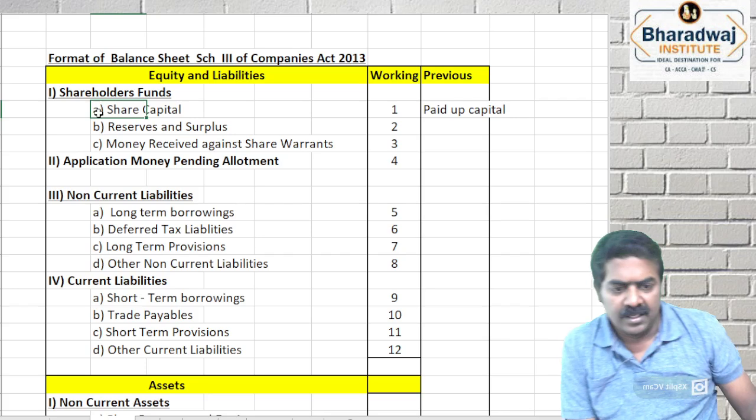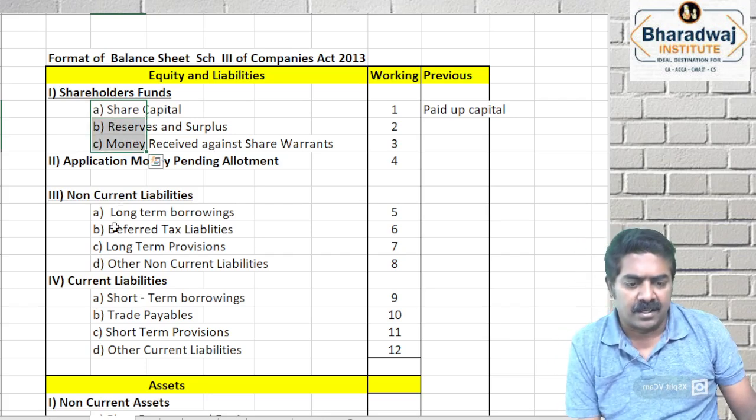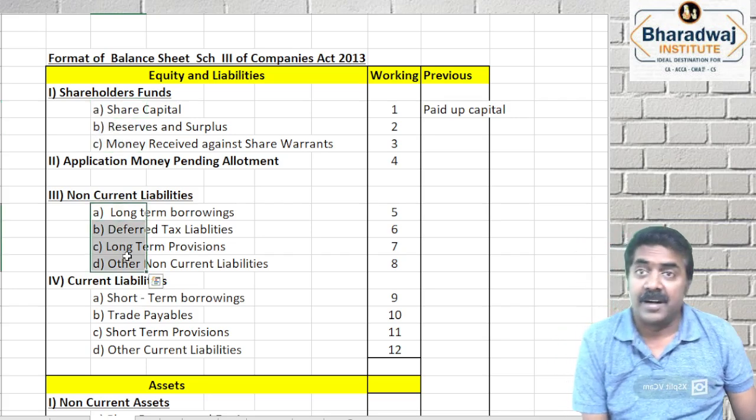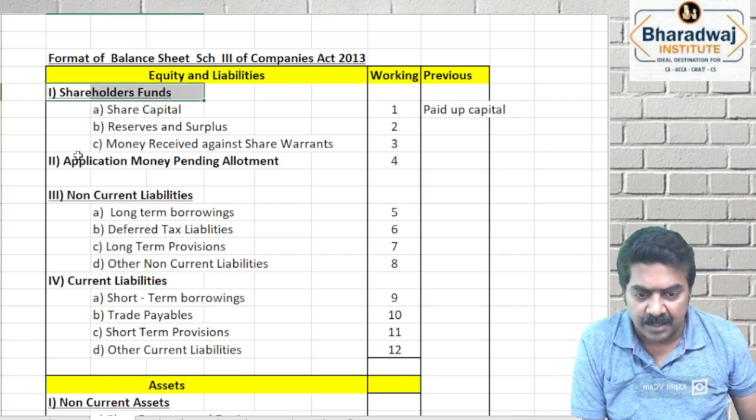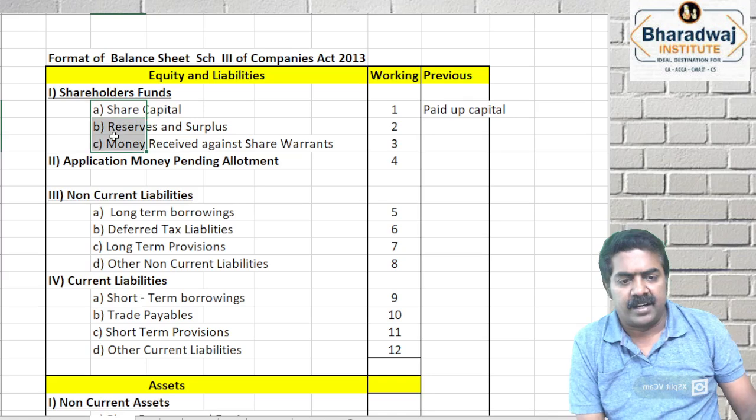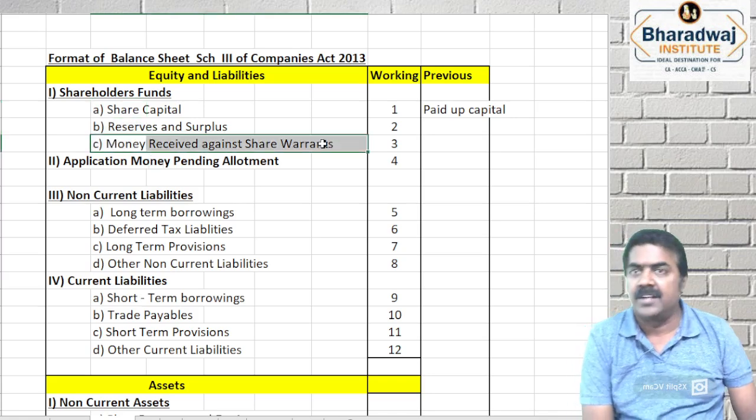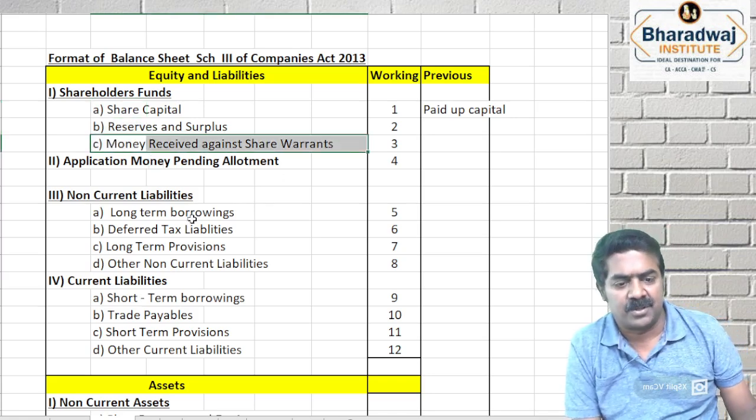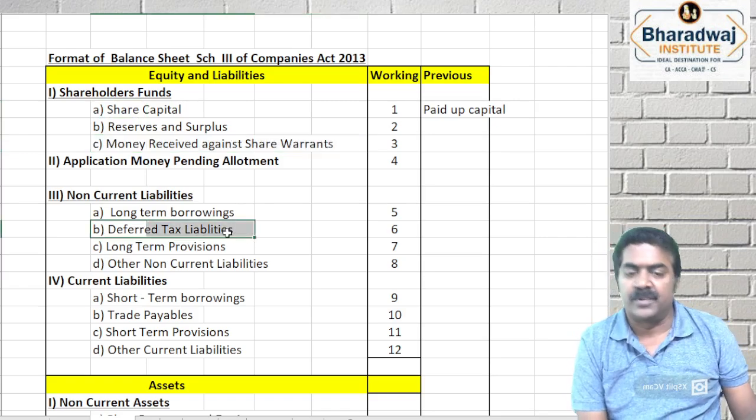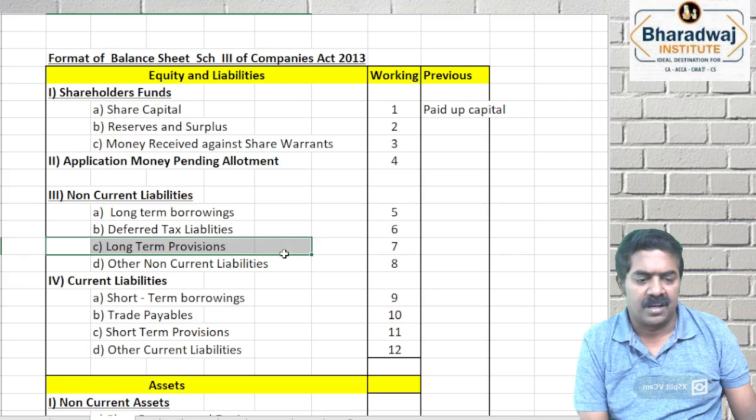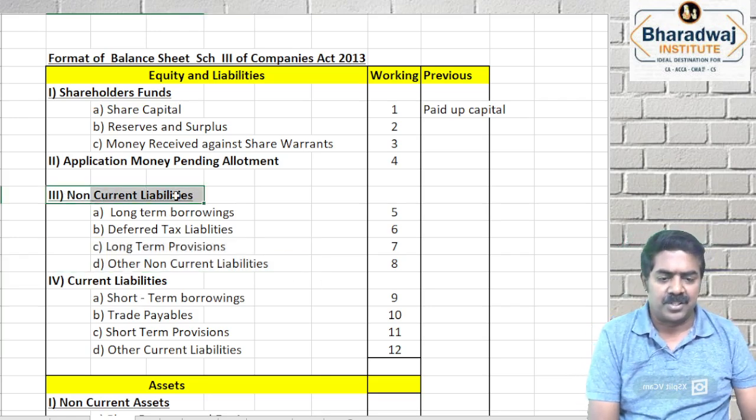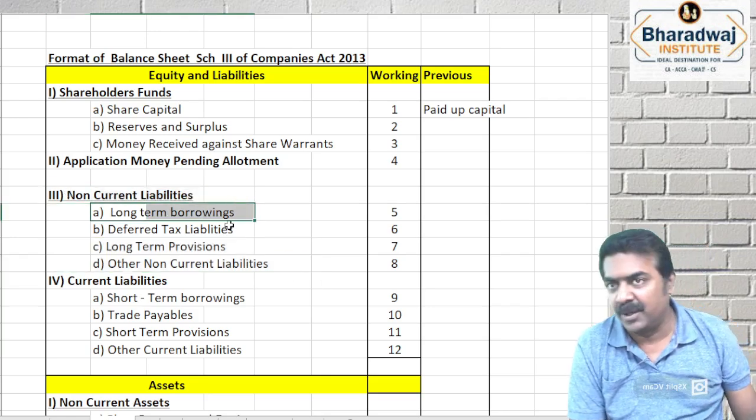Current liabilities. In this, the subheadings are mandatory or not mandatory? Main headings are mandatory. The subheadings are not mandatory. For example, only when there is money received against share warrant, you have to place it. Otherwise, you can just leave it. If you don't have any deferred tax liability or long-term provisions or other non-current liability, you can just put non-current liability, long-term borrowing like that.